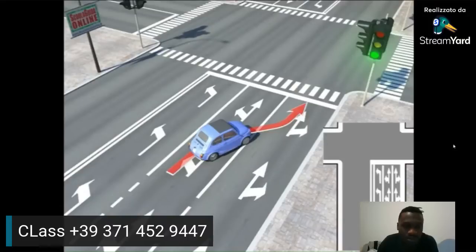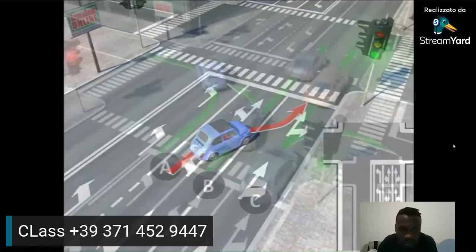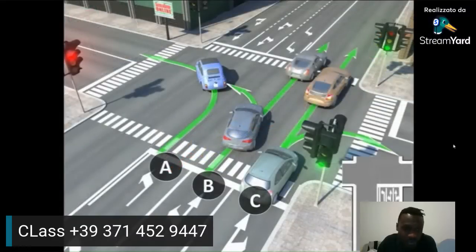So for the lane that you have chosen, if you choose the left one, you can go only to the left. If you choose the middle one, you can go straight or to the left side. If you choose the right one, you can either go straight or to the right side. So you see, this is how it works. The A is going to the left, the B can go to the left or straight, and the C can go to the right or straight as well. Very good. I believe the understanding is clear now for everyone.